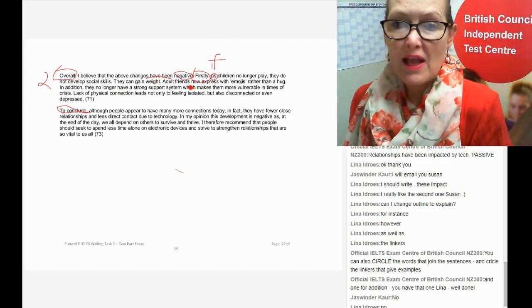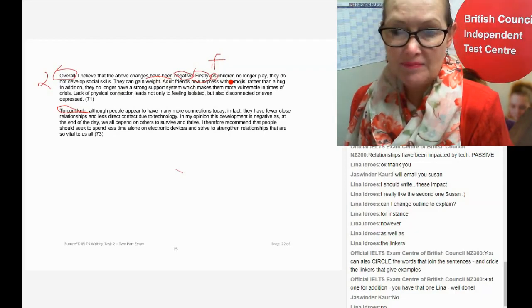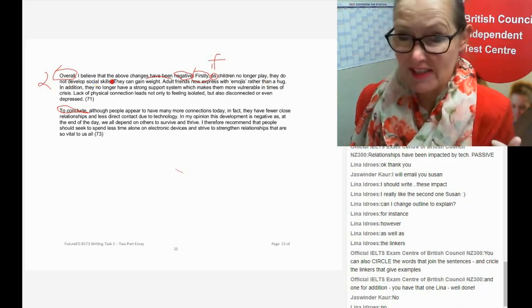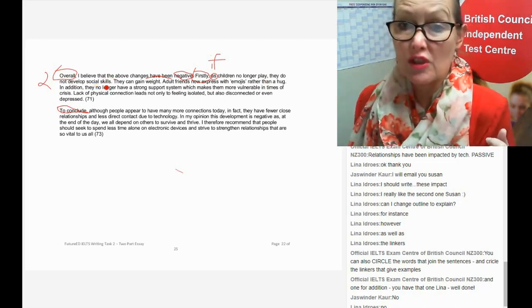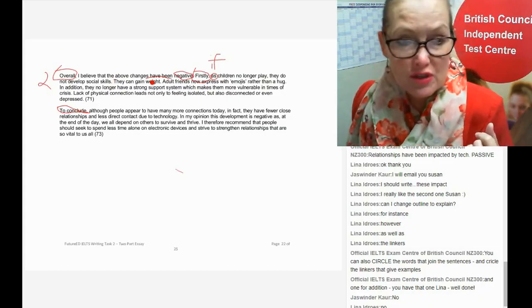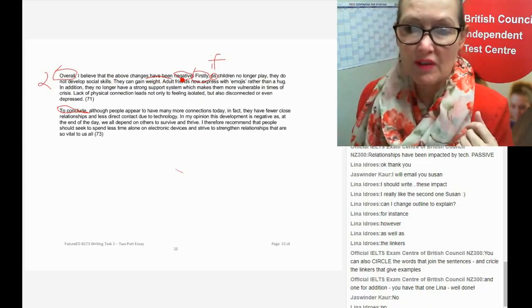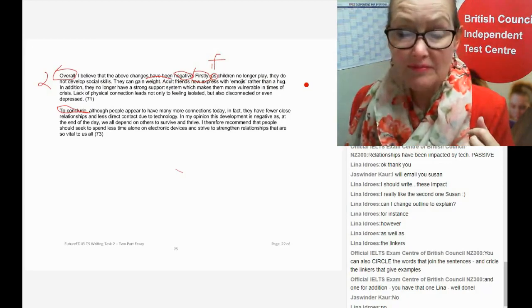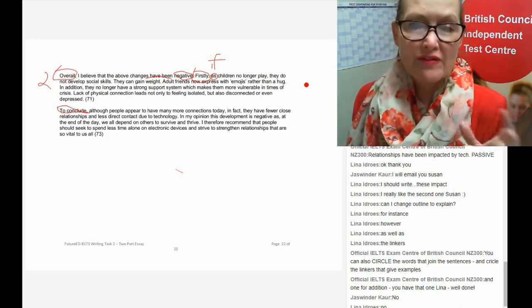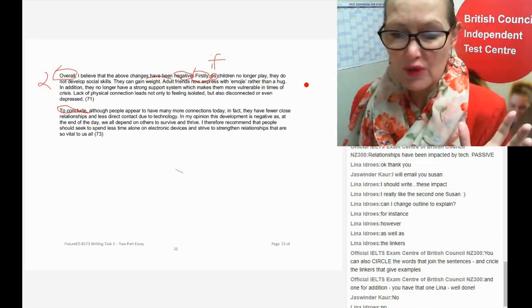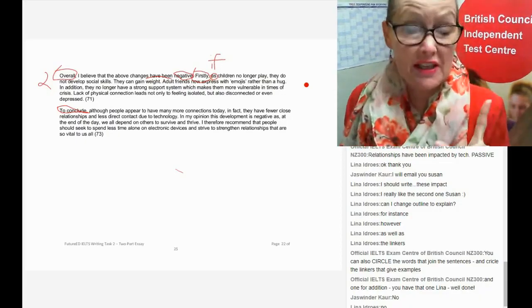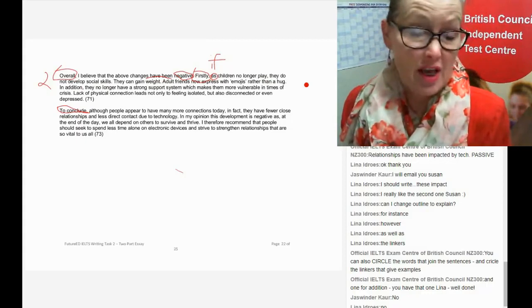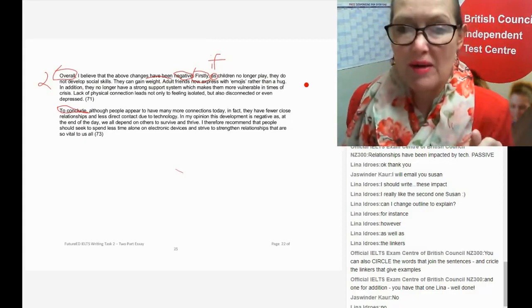Firstly, as children no longer play, have a look at that there, this is helping get a complex sentence. As children no longer play, they do not develop social skills. They can gain weight. And so I've added 2 points. Now I'm starting to run out of words. I'd like to say more, but I'm starting to run out of words and time. So I've just condensed that.